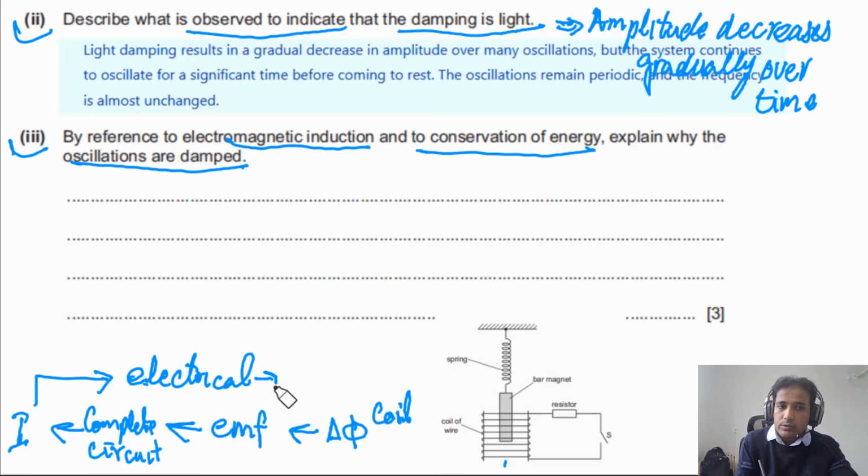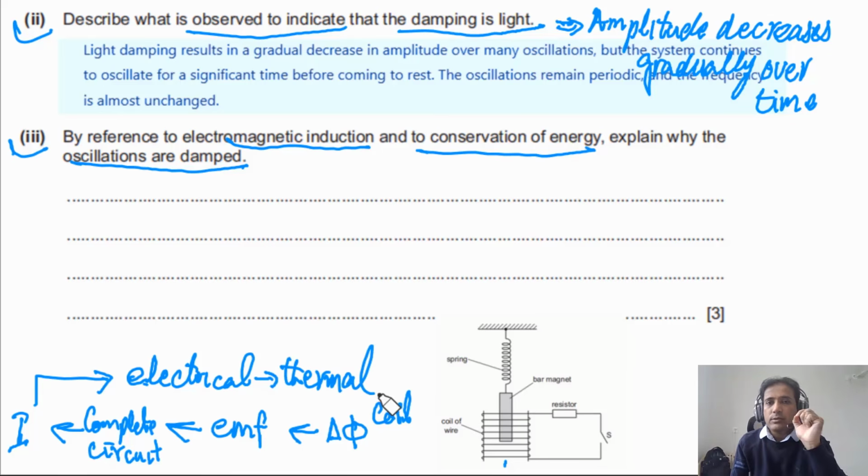Electrical energy will be converted into thermal energy, and this electrical energy is converted from the mechanical energy of the magnet, and then electrical is converted into thermal energy. So this is based on conservation of energy. In this case, the magnet is losing mechanical energy, so the amplitude will decrease because its mechanical energy is decreasing. That's the reason these oscillations are damped. There is no free energy.